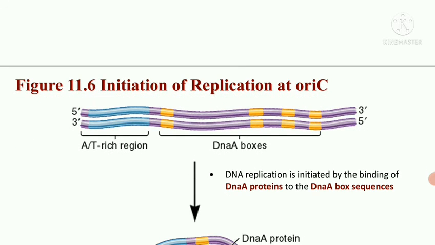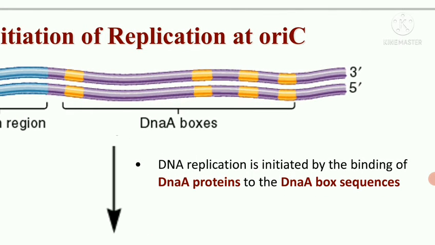Initiation of replication starts from the OriC, known as the origin of replication. These are the DnaA boxes, and this is the AT rich region. DNA replication is initiated by the binding of DnaA protein to the DnaA box sequences. These are the DnaA boxes. The DnaA protein has affinity for the DnaA box, which means the DnaA protein is going to bind with the DnaA box.